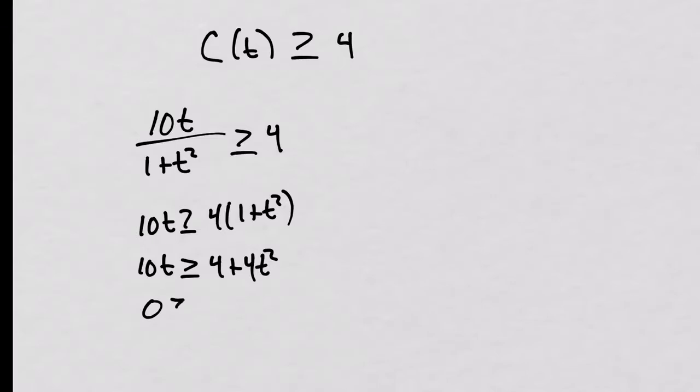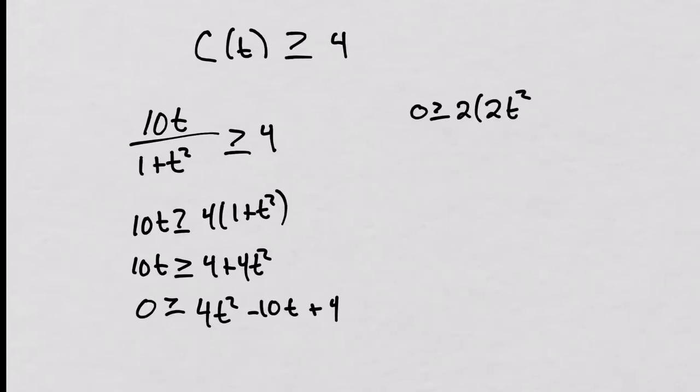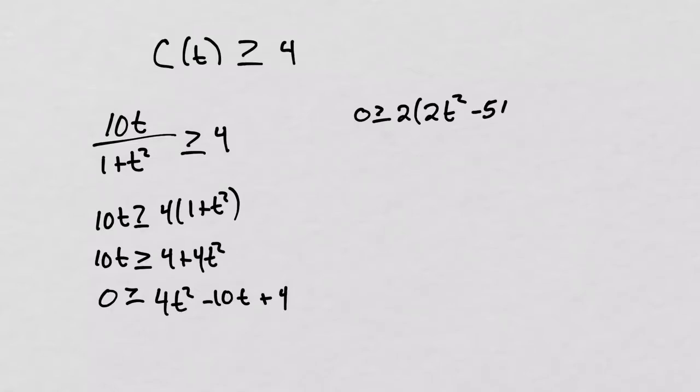Now I have 0 has to be greater than or equal to 4T squared minus 10T plus 4. I'm going to go ahead and factor out a greatest common factor of 2. So I have 0 is greater than or equal to 2 times 2T squared minus 5T plus 2.